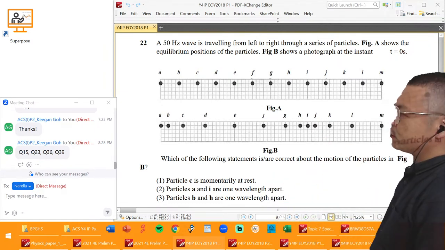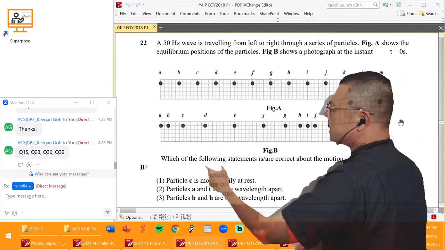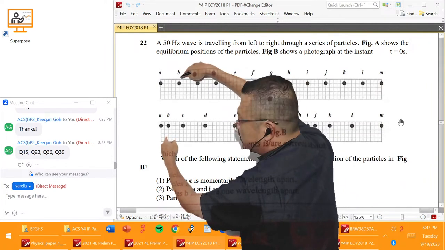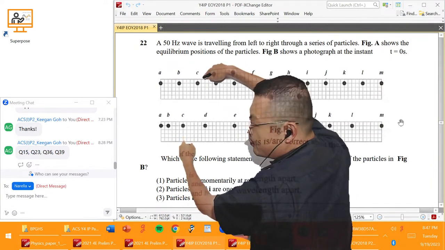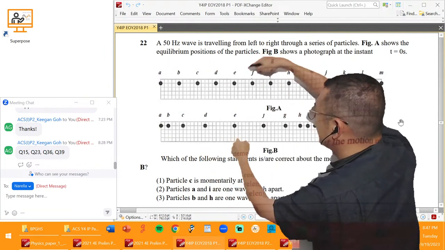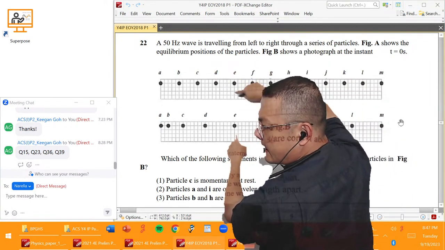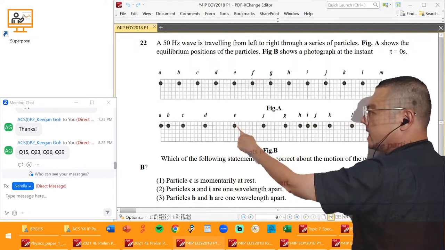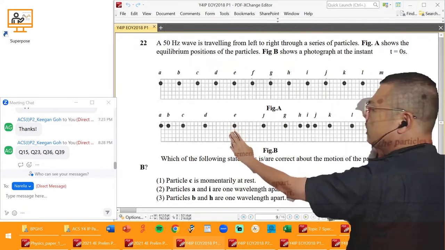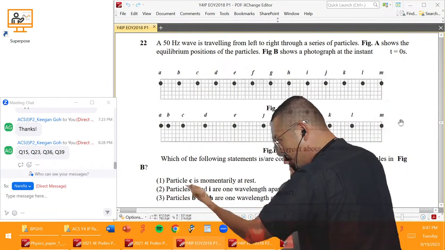Correct, because that's what amplitude means, right? Maximum displacement from equilibrium position. So what you need to do is check out B. How many squares did B move by? Check out C. How many squares did C move by? Check out D. How many squares did D move by? And E, right? E didn't move by anything. E is still at its equilibrium position, right? So the particle at amplitude is C. So statement one is correct.